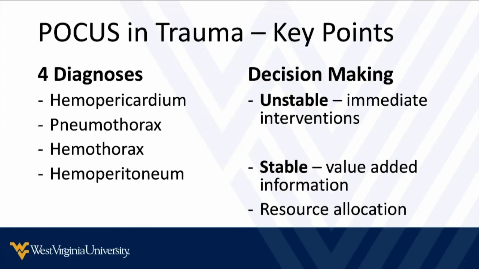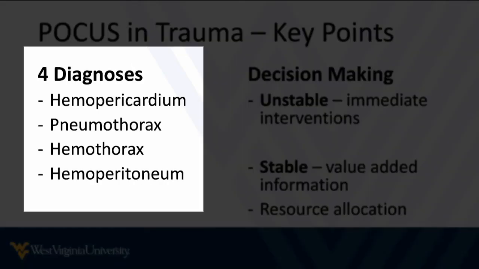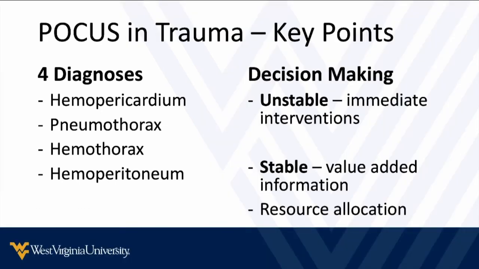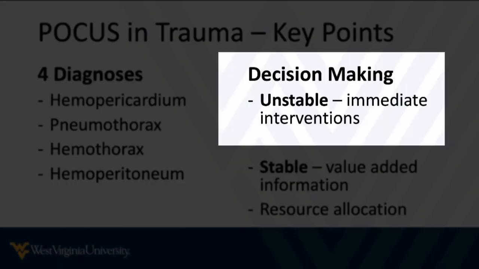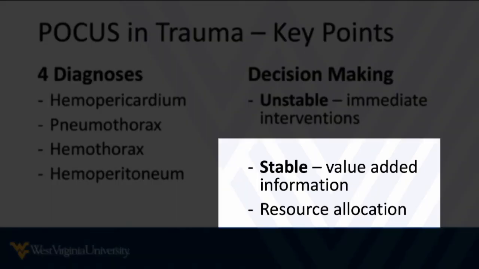And then just to hit those last key points one more time, remember we can only make 4 diagnoses with confidence with ultrasound in trauma, and those are hemopericardium, pneumothorax, hemothorax, and hemoperitoneum. This can affect our decision making. If they're unstable, immediate intervention is necessary and we start acting on that. But even if they're stable, we get added information that helps us allocate our resources and decide how to manage that patient in the context of a department full of sick patients.